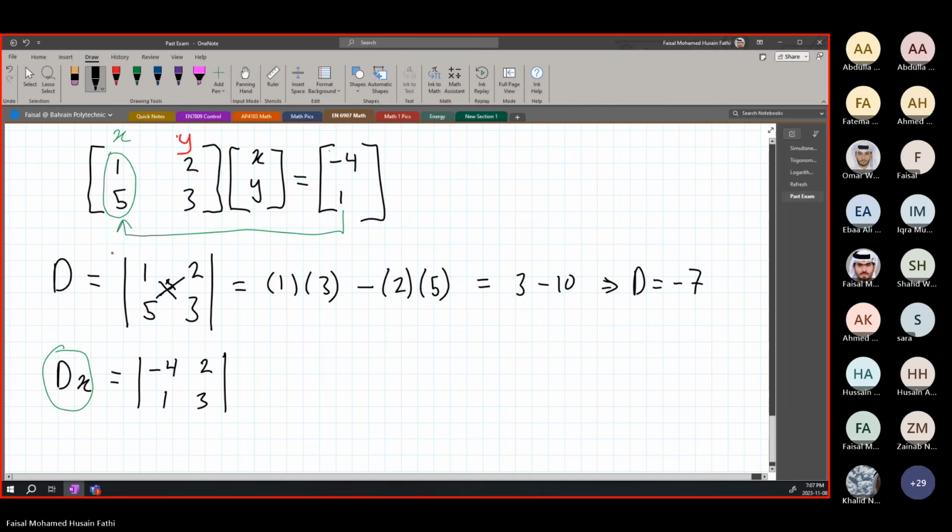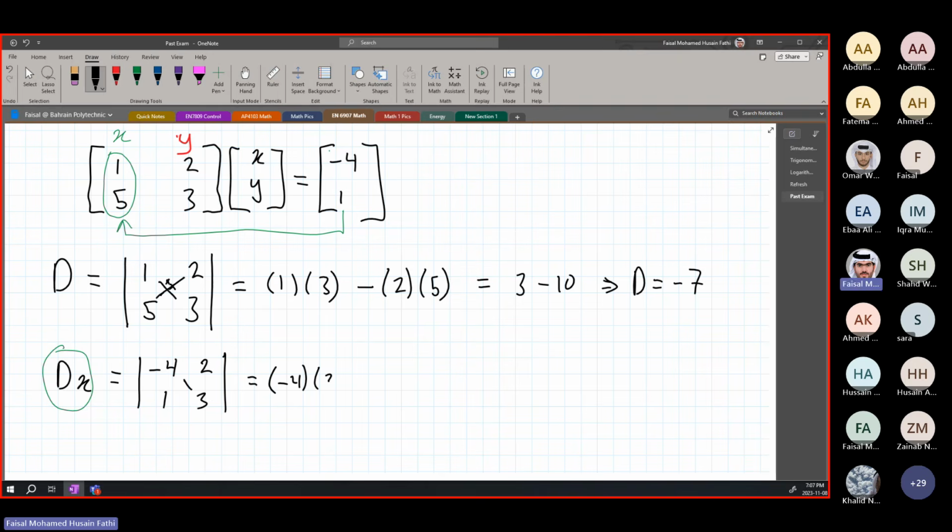Now this is equal to minus 4 times 3 minus 1 times 2. Sorry: minus 4 times 3 is 12, minus 1 times 2 is 2, so minus 12 minus 2, which implies dx is equal to 10.